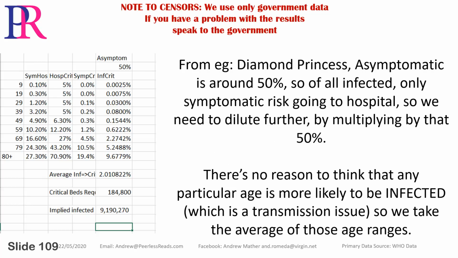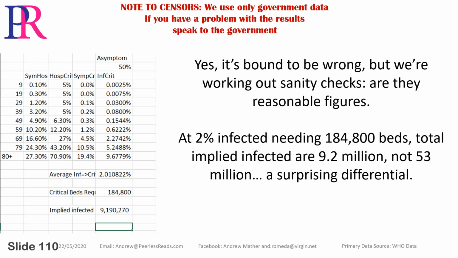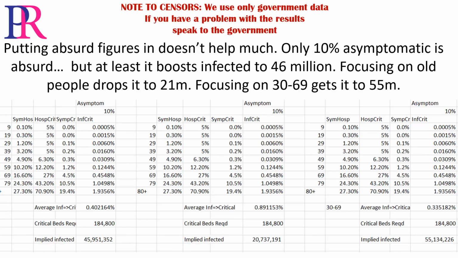From e.g. Diamond Princess, asymptomatic is around 50%, so of all infected only symptomatic risk going to hospital, so we need to dilute further by multiplying that by 50%. There's no reason to think that any particular age is more likely to be infected, which is a transmission issue, so we take the average of those age ranges. Yes, it's bound to be wrong, but we're working out sanity checks. Are they reasonable figures? At 2% infected needing 184,800 beds, total implied infected are 9.2 million, not 53 million, a surprising differential. Putting absurd figures in doesn't help much.